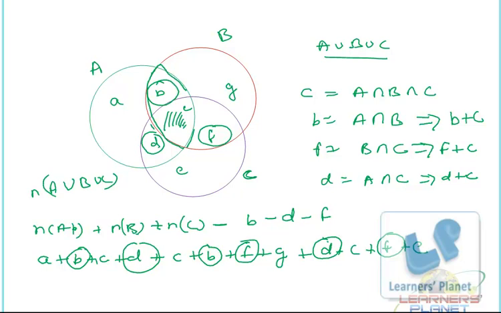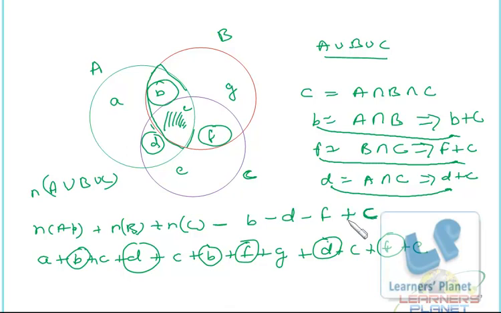Now what is happening? As I already told you, B is actually A intersection B, so B is nothing but B plus C. F is nothing but F plus C, and D is nothing. That means precisely A intersection B is B plus C, B intersection C is F plus C, and A intersection C is D plus C. So when we are deducting B plus C, F plus C and D plus C, C is totally eliminated. Okay, C is totally eliminated. So once we are deducting all these, we need to add one C.